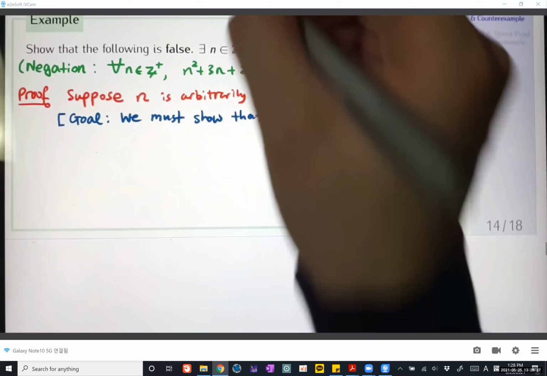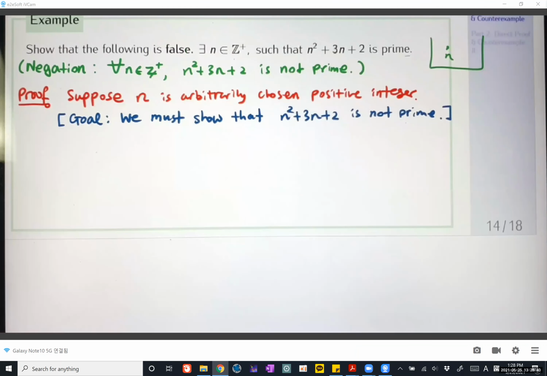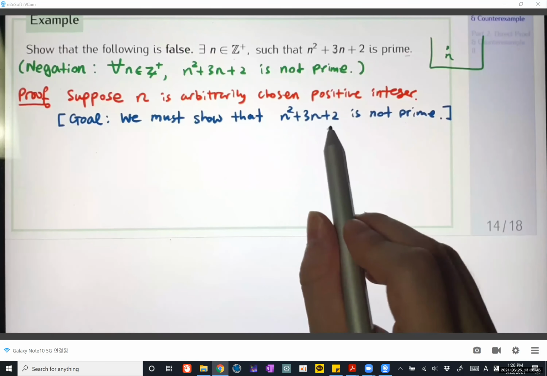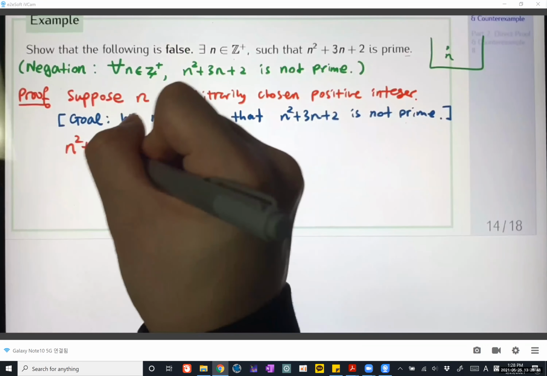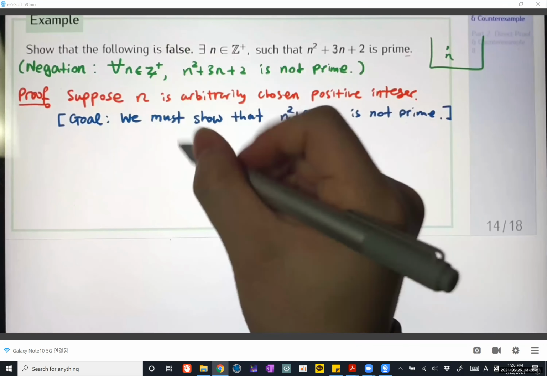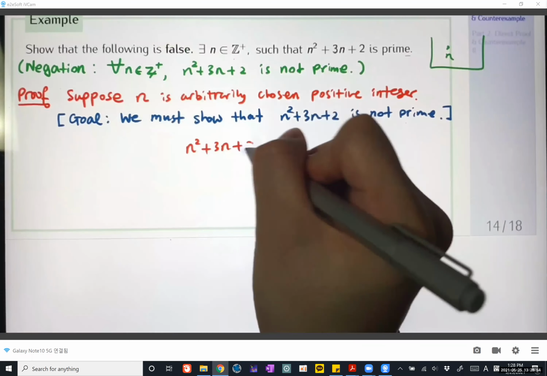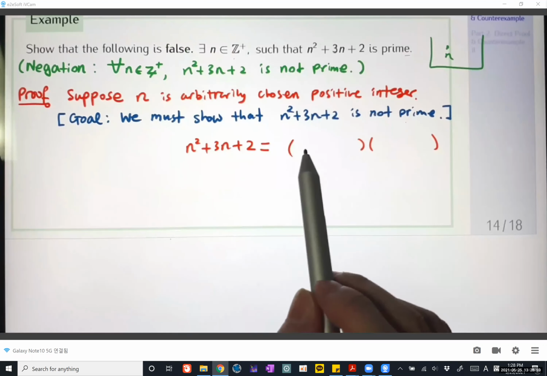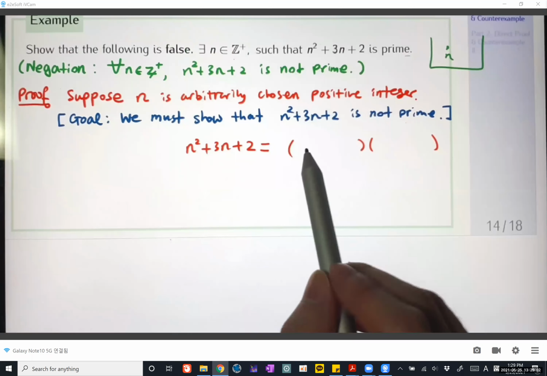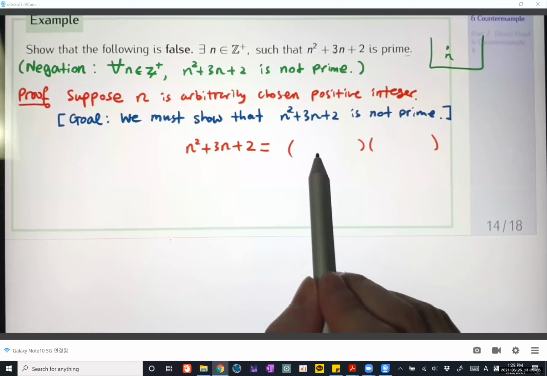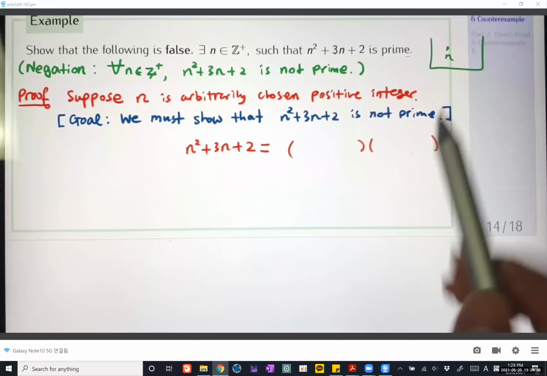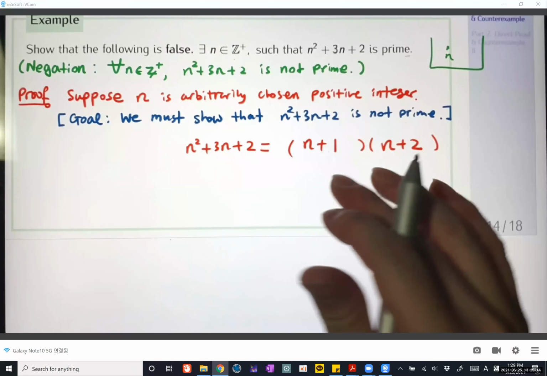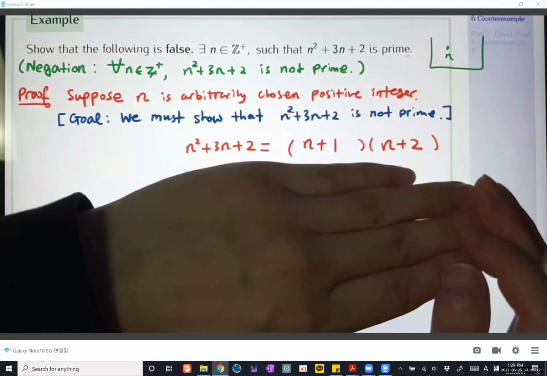Okay, here's how the proof goes. Consider n squared plus 3n plus 2 in factor form. Right, Daria, thank you. n squared plus 3n plus 2 can be written as n plus 1 times n plus 2. I know that everyone agrees up to here, at least this factorization level.